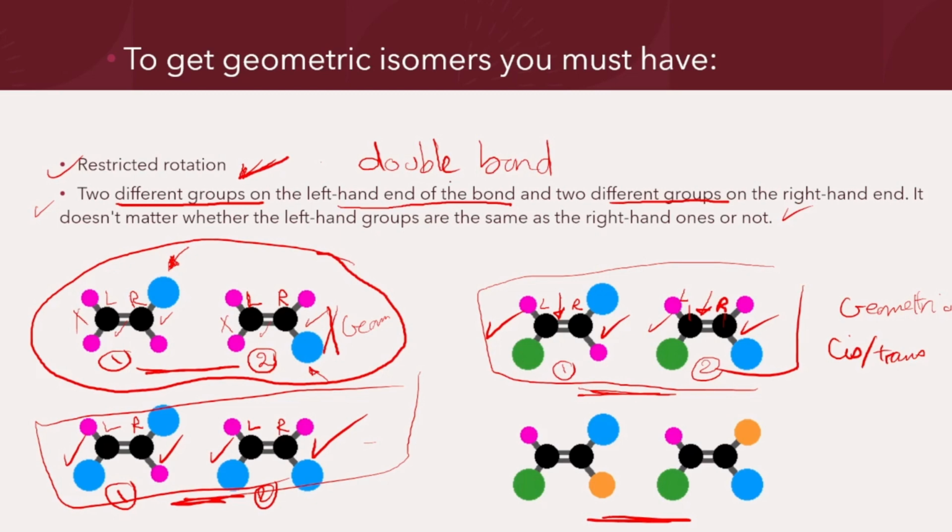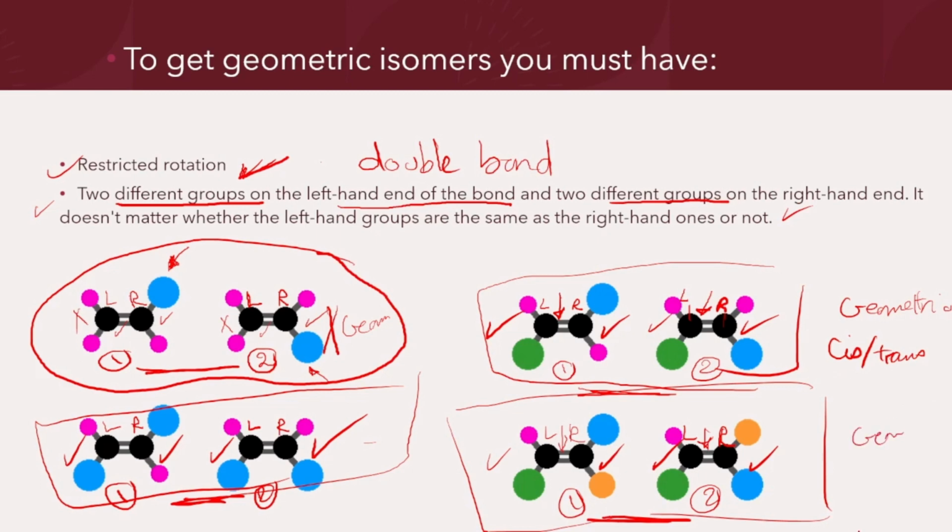Let's apply the first point. Do we have a restricted rotation? Yes, we have double bonds, so we have restricted rotation. Second point, this is the right and left carbon, this is compound 1 and this is compound 2. In compound 1, do we have two different groups at the right carbon of the double bond? Yes. At the left? Yes. In compound number 2, at the right carbon? Yes. And at the left carbon? Yes. So those are also geometrical isomers to each other, or cis-trans isomers.